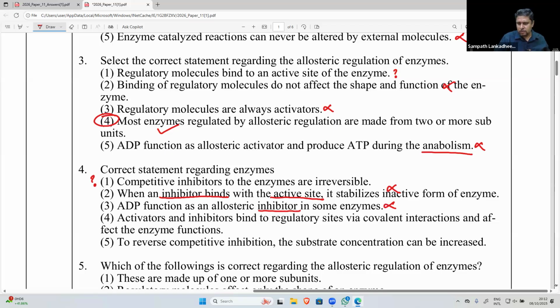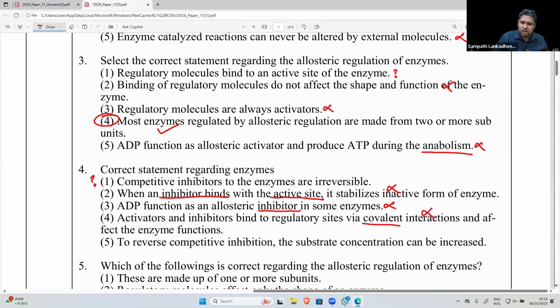Activator neither. Wrong. Activators and inhibitors bind to regulatory sites. Activators and inhibitors bind to regulatory sites via covalent interactions and affect enzyme function. We can't take that, neither.